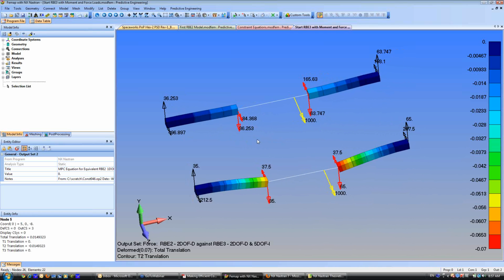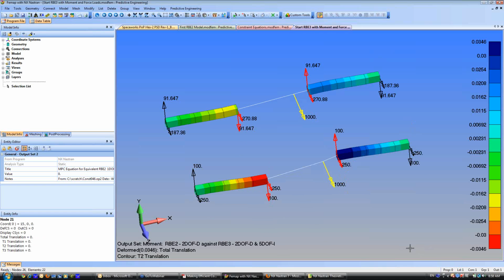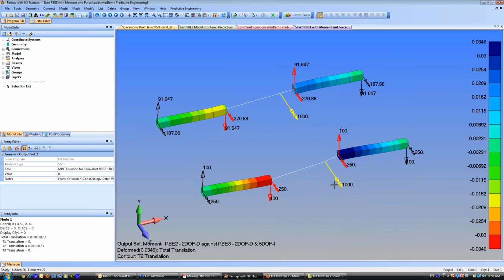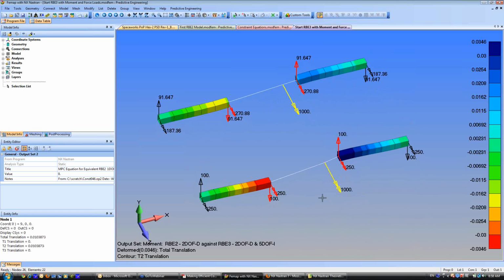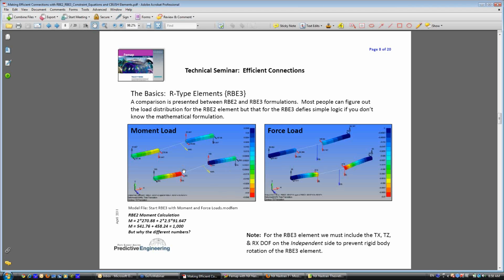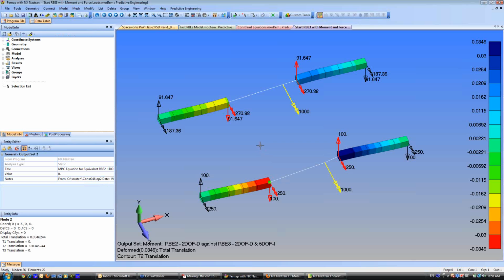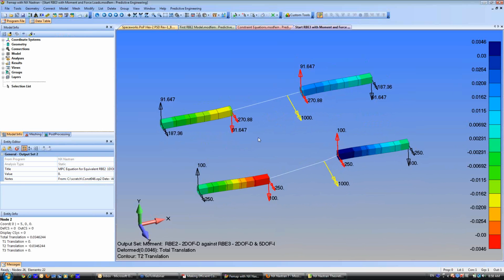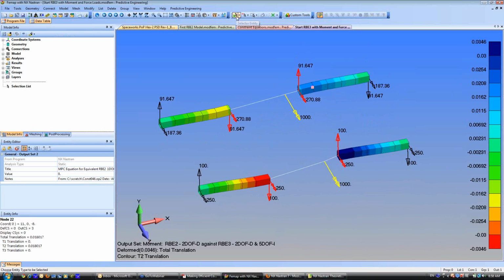What am I looking at? I was going, this is not quite right, because I'm not looking at quite the right output set. And I know everyone out there has done that too. When you have multiple output sets, it was set to the force because I'm doing 2 loads. Let's jump to my notes. I'm doing 2 loads here, a moment load and a force load. So that's why I was going, that's not right. Let's go back and look at the displacements.